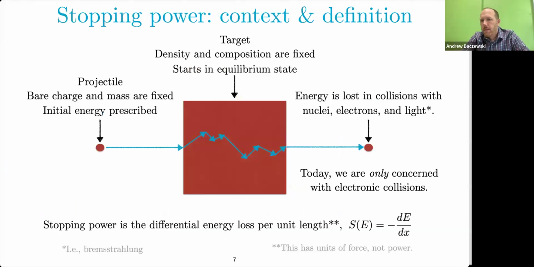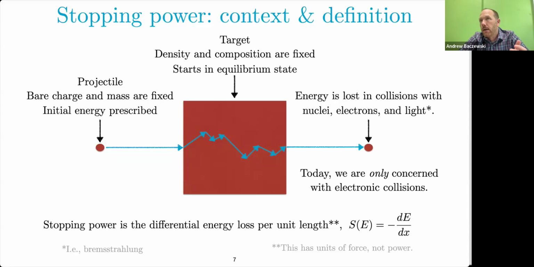So this motivates getting into stopping power as one of the things that we care about. Again, stopping power is germane to ignition in these ICF experiments. But, more generally, I'm going to tell you a bit about what stopping power is, conceptually, before getting into the specifics of what it has to do with fusion. So stopping power is essentially a property of a projectile, a target, and the velocity of the projectile, which is to say that you can imagine having some projectile with some bare charge and mass that's fixed and some initial energy that you're throwing at some target, again at a fixed density and composition, typically in some equilibrium state. And as that projectile passes through the target, it's going to lose energy, unsurprisingly.